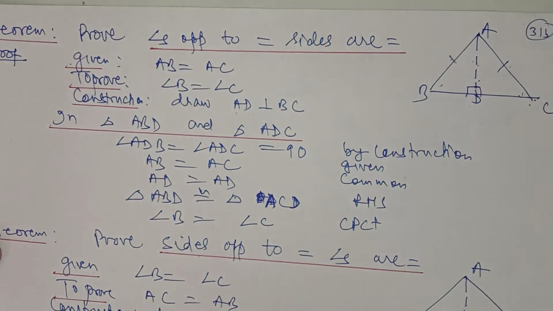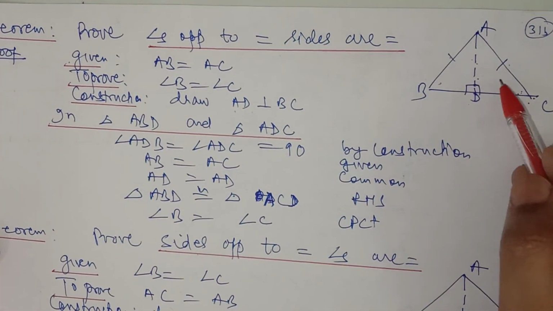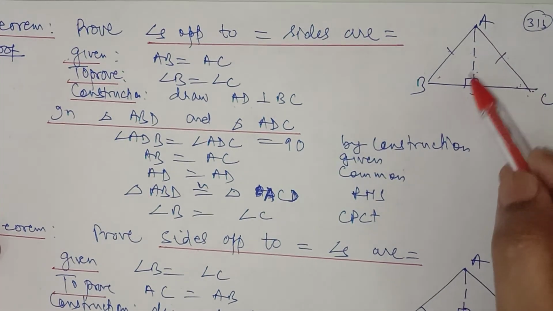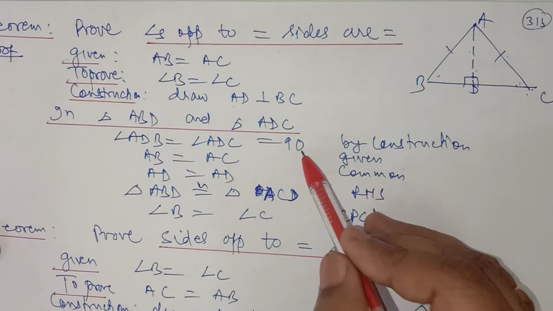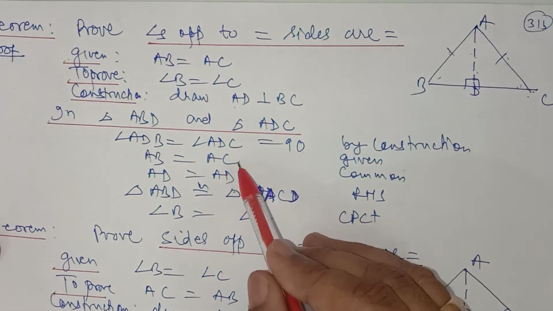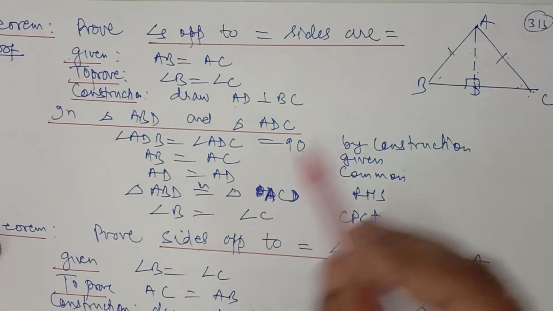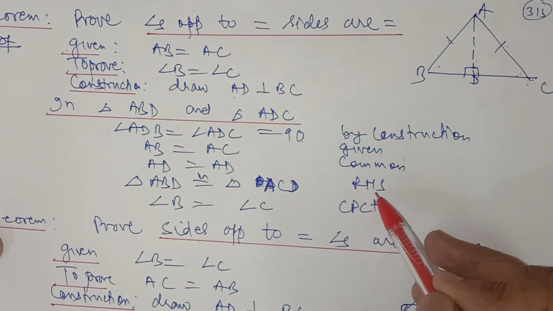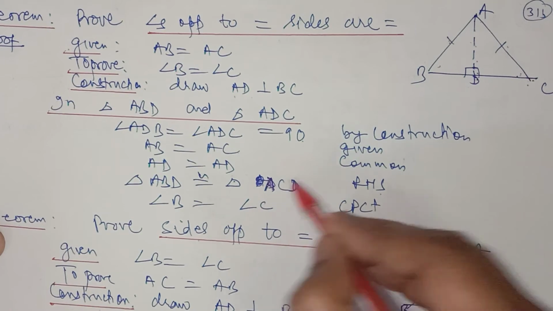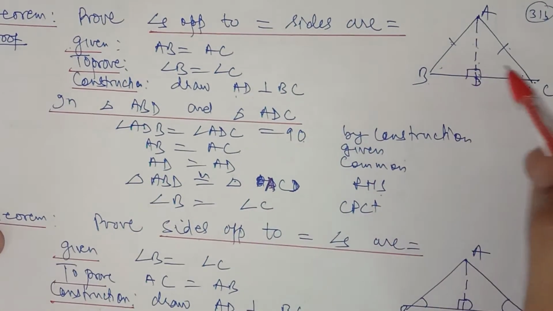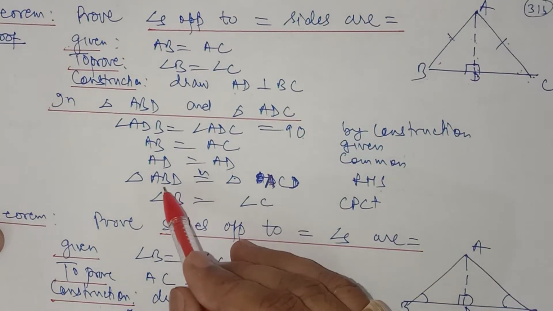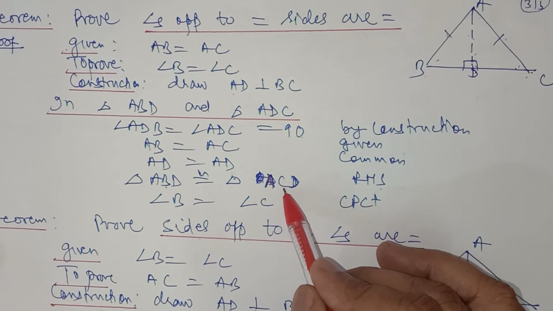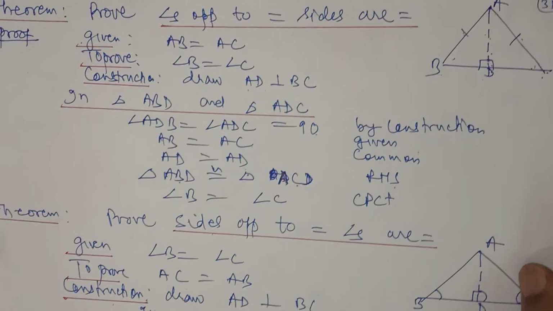Now you can easily prove that the two triangles are congruent because in triangles ABD and ACD, angles ADB and ADC are equal, both 90 degrees by construction, AB is equal to AC, it is given, and AD is common. So triangle ABD is congruent to triangle ACD by right angle, hypotenuse, side, RHS. Now because these two are congruent, angle B will be equal to angle C, corresponding parts of congruent triangles are congruent. So we have proved the theorem that the angles opposite to equal sides are equal.